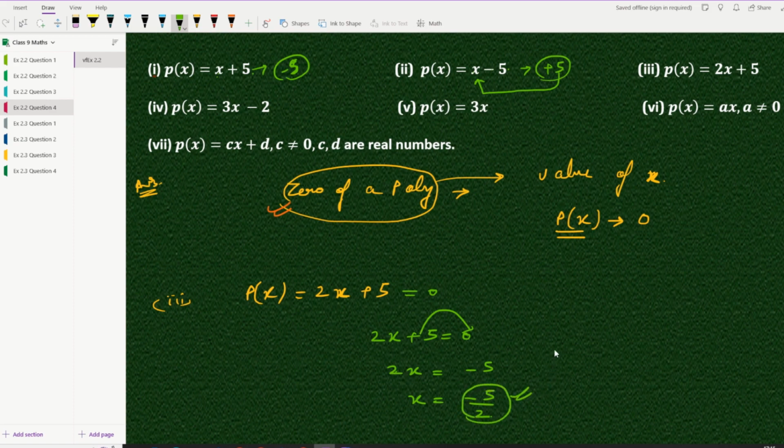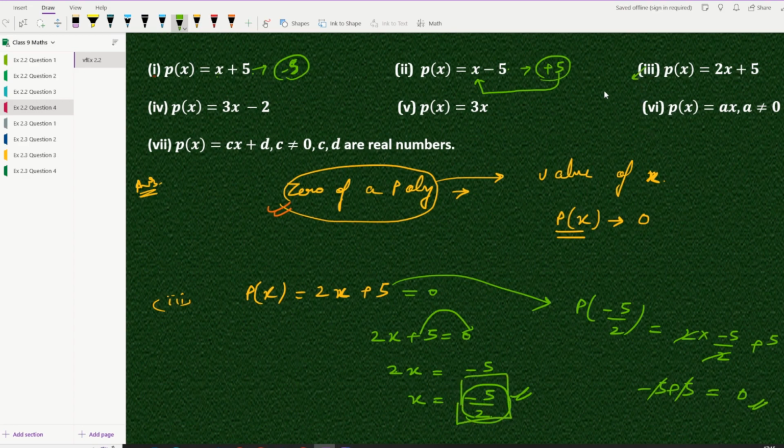Now this value of x will obviously make this polynomial 0. We can cross check also. आप वैल्यू को क्रॉस चेक भी कर सकते हैं. p(-5/2) = 2 × (-5/2) + 5, that is, 2 of 2 cancels, so -5 + 5 is going to be 0. So it is proved that this is the only zero of this polynomial. So for the third part, the answer is -5/2.